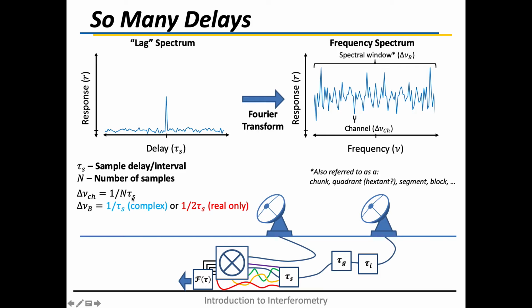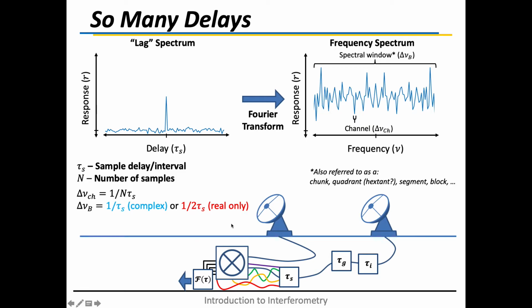And similarly, the full bandwidth window is actually set by the increment in individual delay components. In fact, it ends up being 2 different values depending on whether you've got complex or real-only sampling, due to Nyquist criterion limits. I won't go too deeply into that, but needless to say, the finest scale on the lag spectrum sets the largest scale on how big the spectral window is. And in fact, the total set of delays, that total width in time, sets how narrow the frequency channels are.